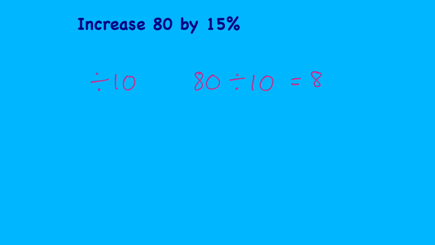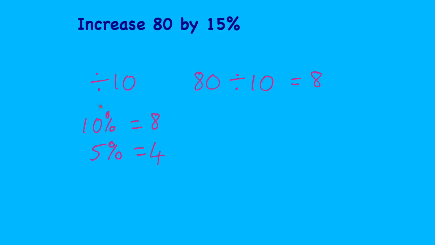So 80 divided by 10 is 8. So therefore, my 10% of 80 equals 8. Now I want to find 15%, so if I find 5%, which is half of 8, because half of 10% is 5, therefore if you half the 8, you'll get 4. Now as you can see, I find 10% of 80, and I've got 5% of 80 by halving 10%.